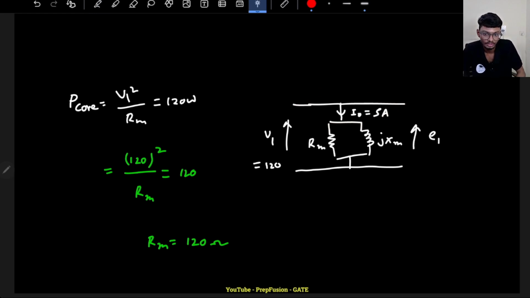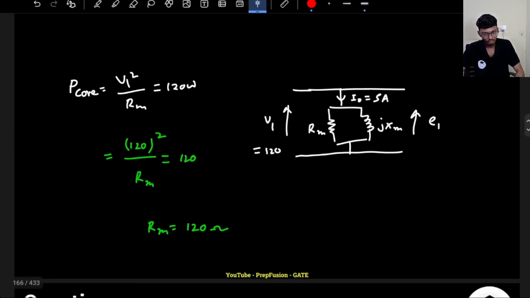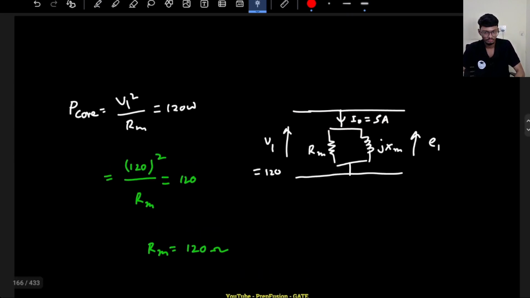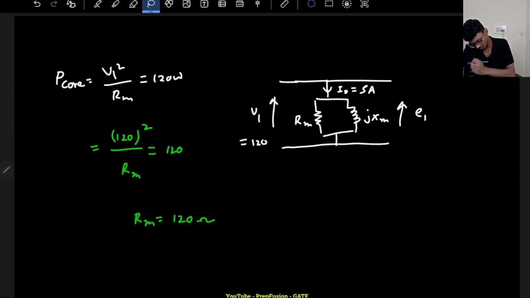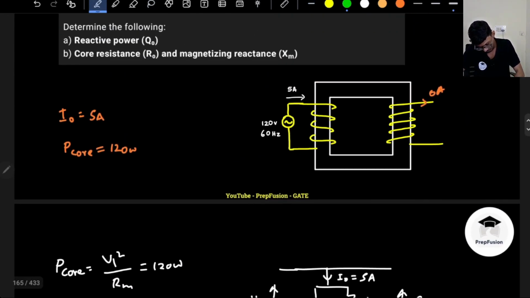So how do I find out the XM? How do I find out the XM? There are many ways to solve this question. You can find XM like this as well: RM I have found out, and sorry, you have to find out the reactive component of the power.